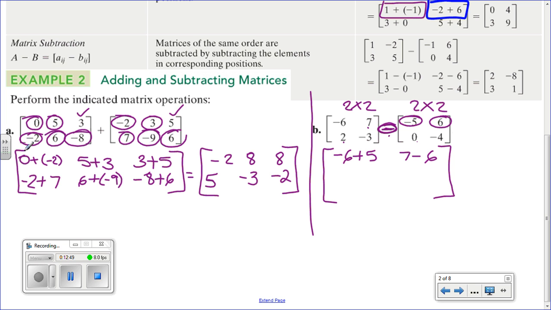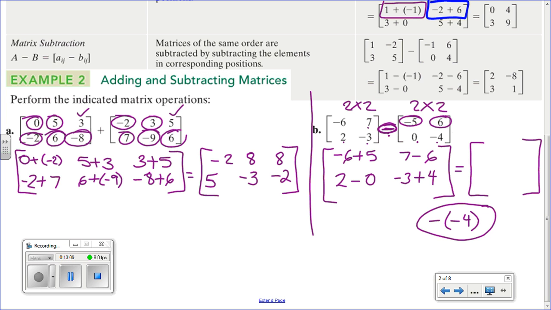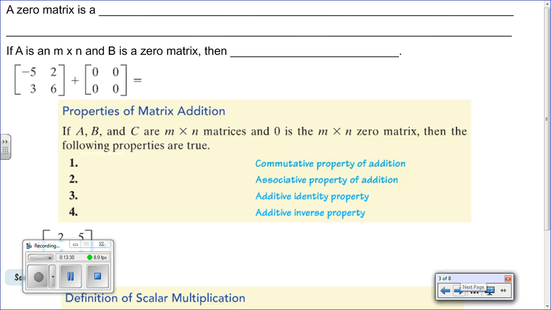So 2 minus 0. And then -3 minus -4. So plus 4, right? Because it's minus -4. You can write it that way too, if you want to be more cautious about your signs. Then we perform the operation. So -6 plus 5 is -1. 7 minus 6 is 1. 2 minus 0 is 2. -3 plus 4 is 1. Is that okay? Okay. Sometimes it doesn't seem like it. All right. So addition, subtraction, very easy. Let's move on.